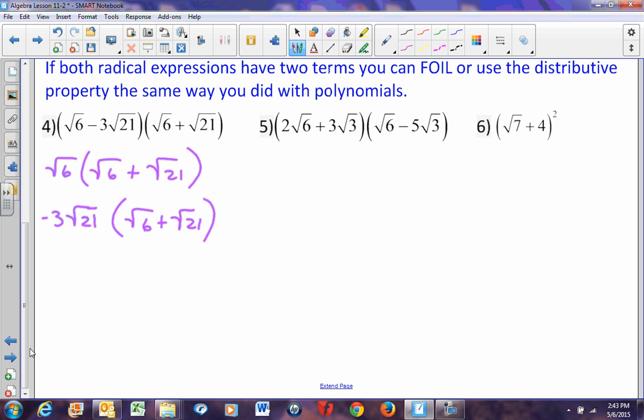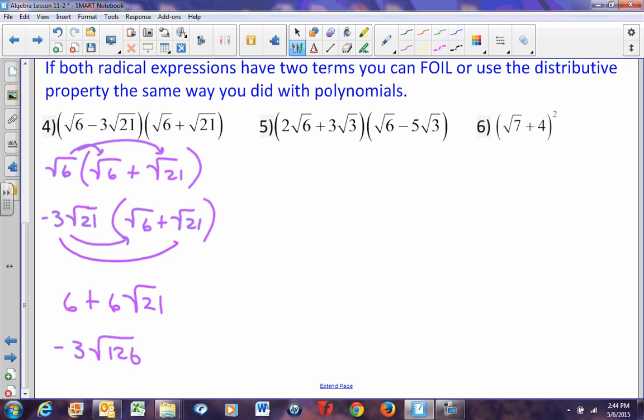Okay, so if I distribute this, I'm running out of space. I should have left myself some space here. If I distribute this first one here, I'm going to get square root of 6 times the square root of 6 is the square root of 36, which is 6, plus 6 square roots of 21. Down here in the bottom, when I distribute, I'm going to get negative 3 square roots of 21 times 6. Right, 21 times 6 is 126.